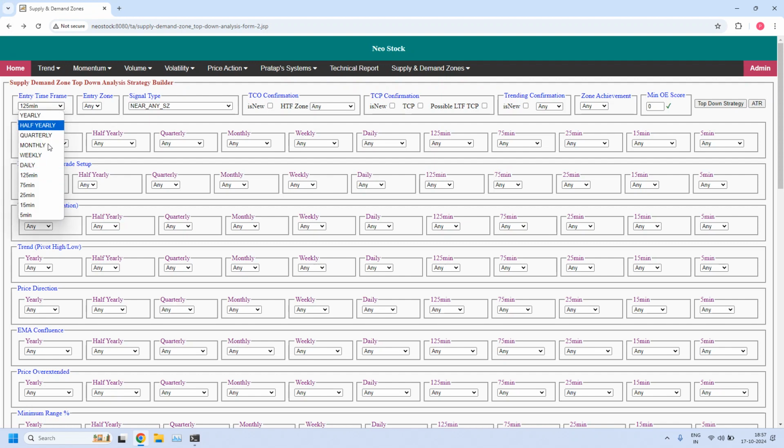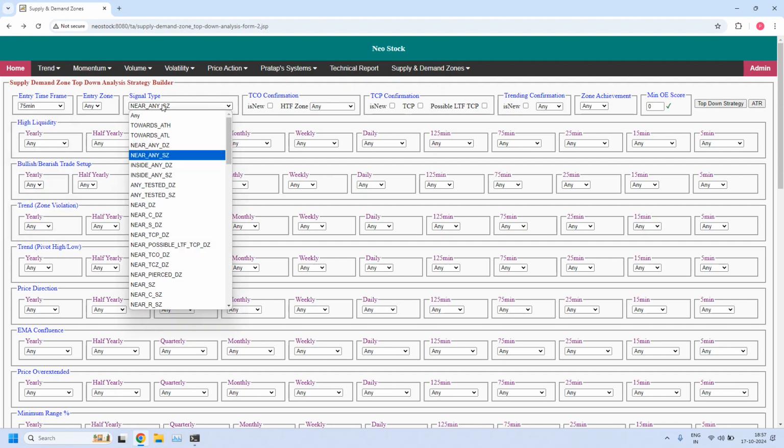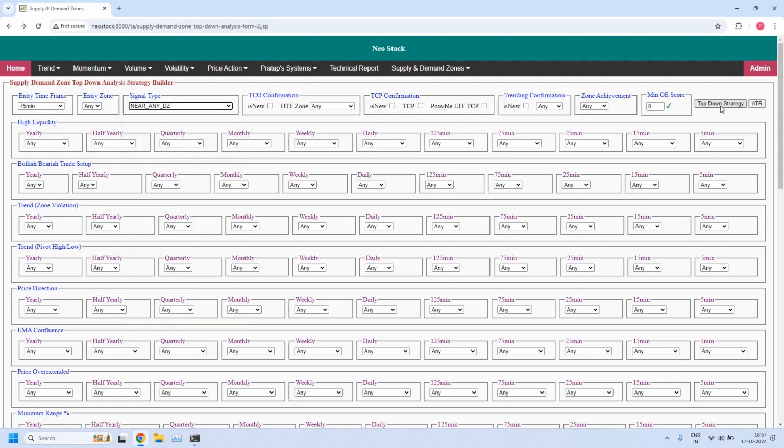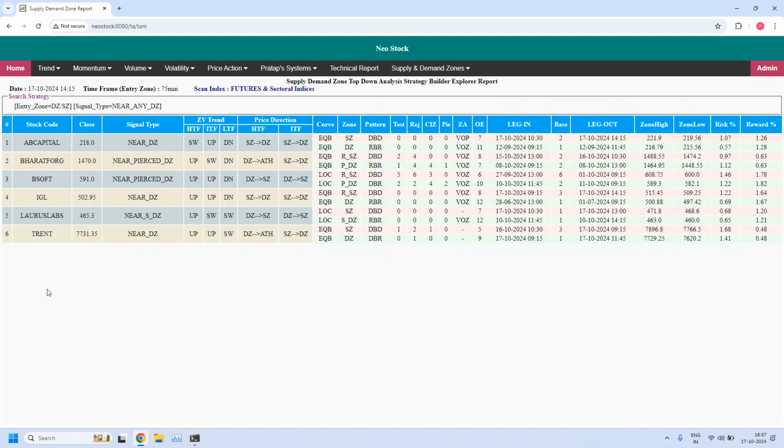Next time frame is 75 minutes. Entry time frame 75 minutes. Let us find the stocks near 75 minutes demand zone. 6 stocks are filtered near to the 75 minutes demand zone. Let's identify any high liquidity demand zones. Laurus Labs is having a high liquidity demand zone. This is the only valid high liquidity demand zone from this list.